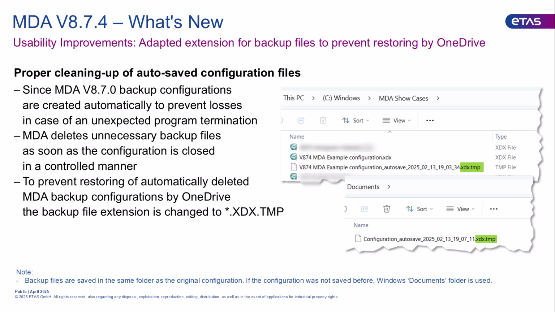Unfortunately, when storing your files on a OneDrive share, it could happen that OneDrive assumed that the backup file was deleted unintentionally. Then OneDrive restored the backup files which were deleted by MDA to clean up the backups. To prevent in future such undesired file restorations, the file extension of the backup file is now xdx.tmp.